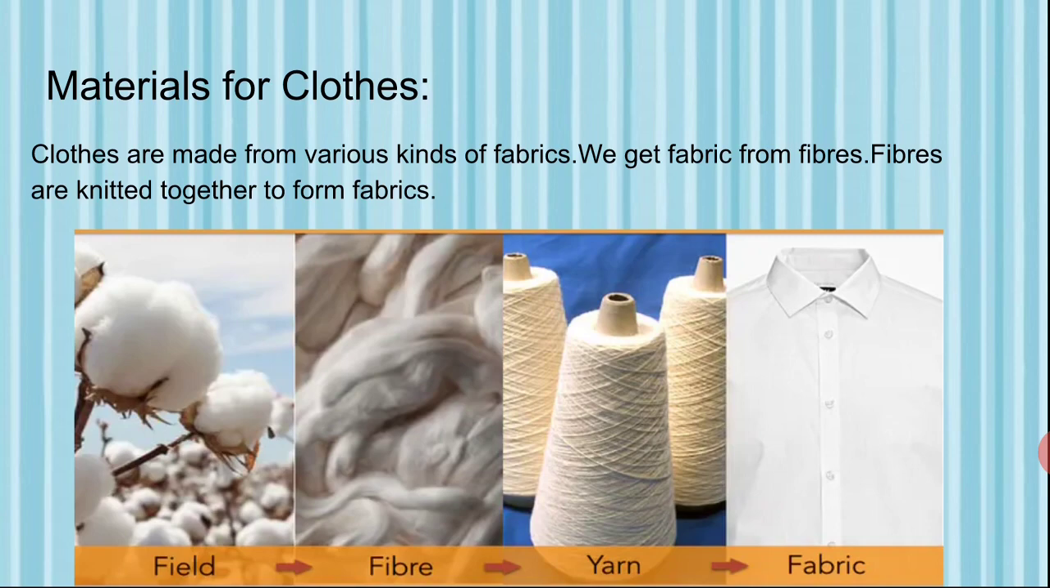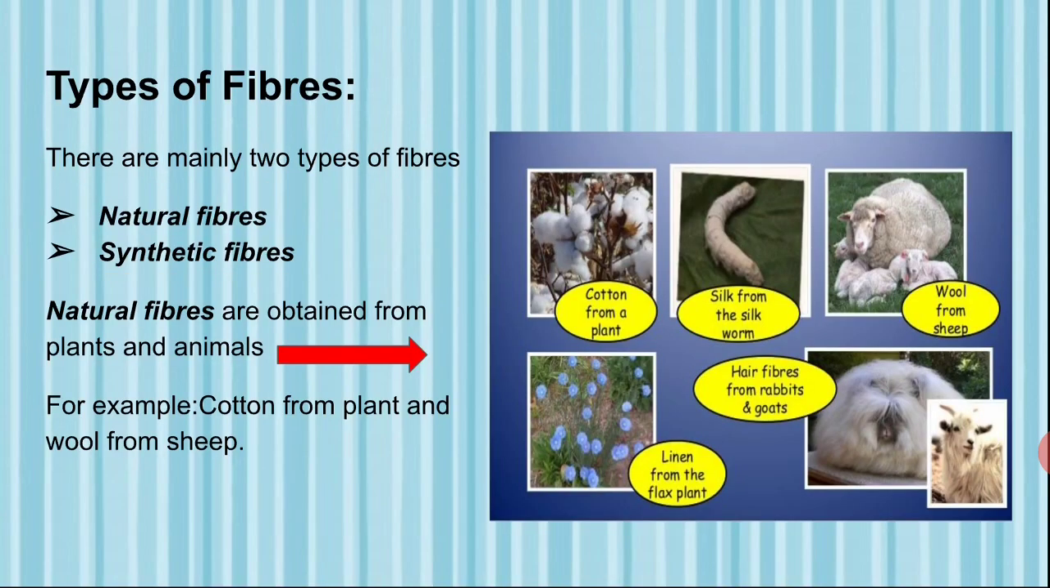And those fibers are also divided into two categories: natural fibers and synthetic fibers. Natural fibers means those that come from nature. Natural fibers are obtained from plants and animals. For example, cotton we obtain from the cotton plant, wool from sheep, silk from silkworm. Those are examples of natural fibers.